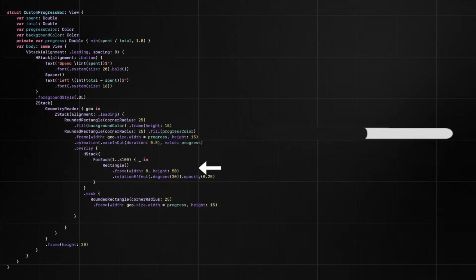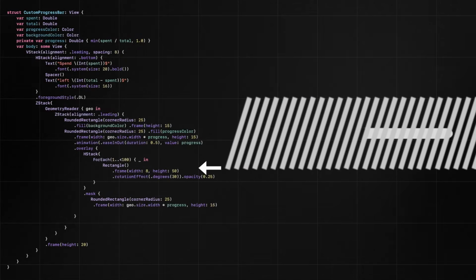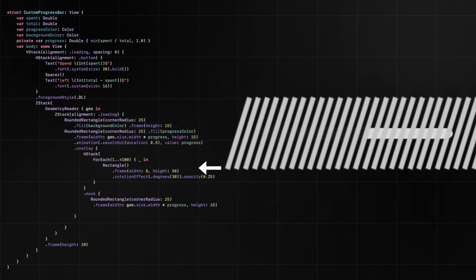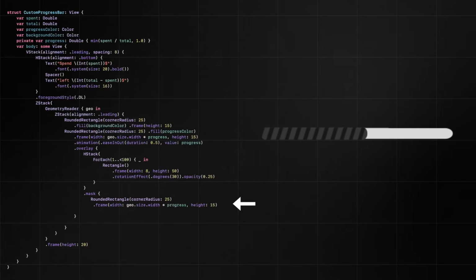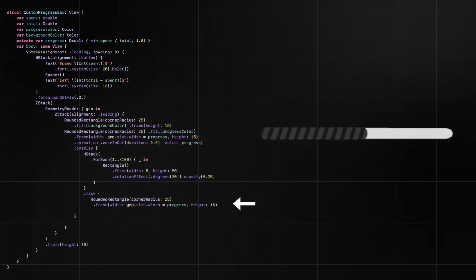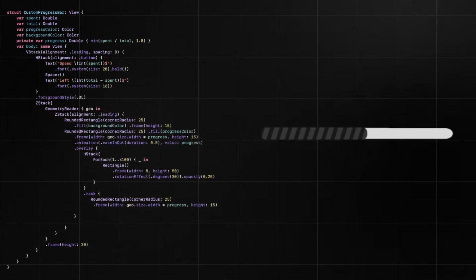For the style, we're using a bunch of rectangles inside an overlay. Each one is slightly rotated and has a low opacity to create a nice texture inside the progress. Then we use mask to make sure these rectangles only show inside the filled area. We do that by masking them with the same rounded shape as the progress bar. This keeps the effect clean, it stays inside the bar, and doesn't spill out.